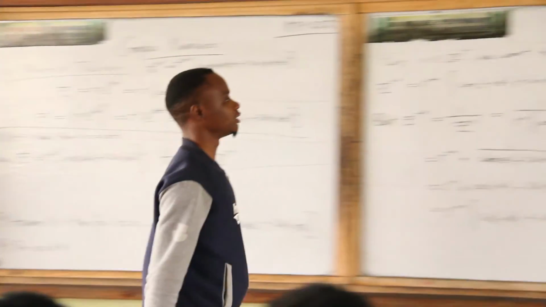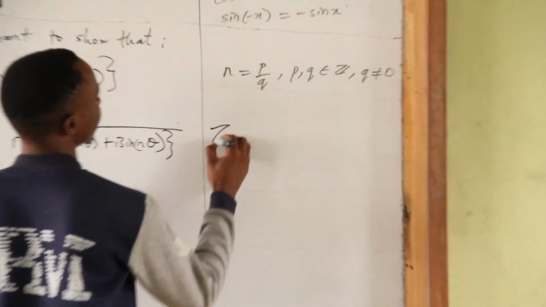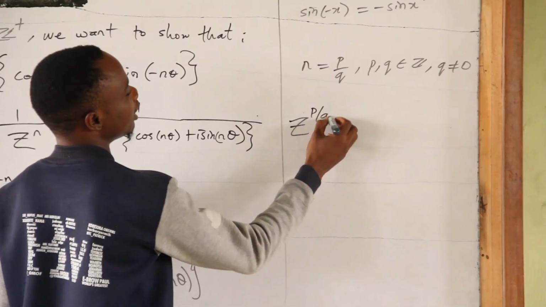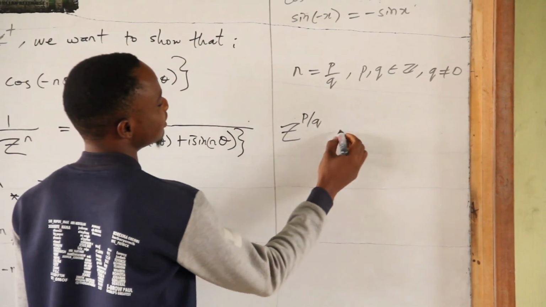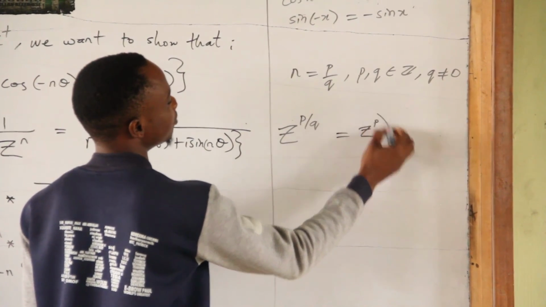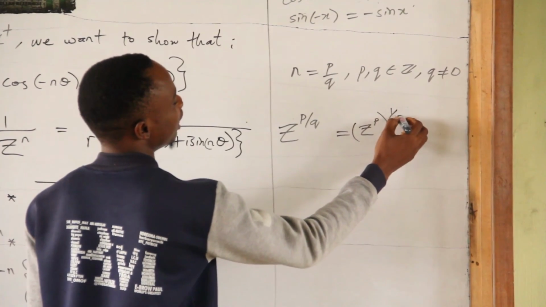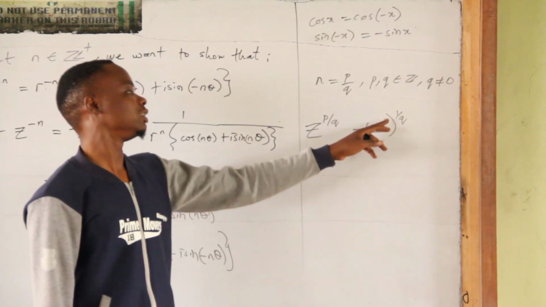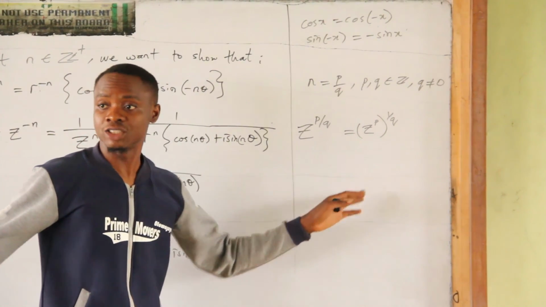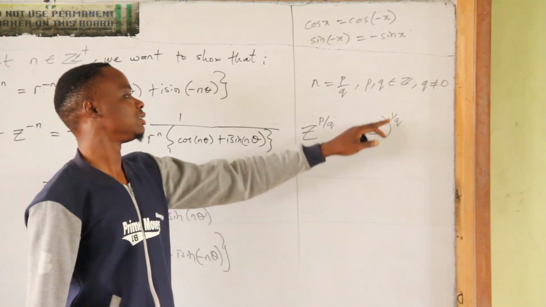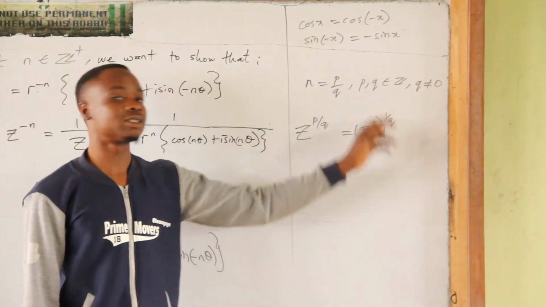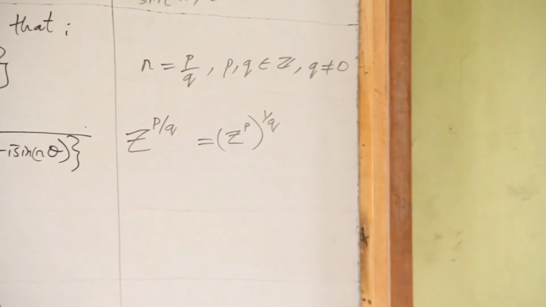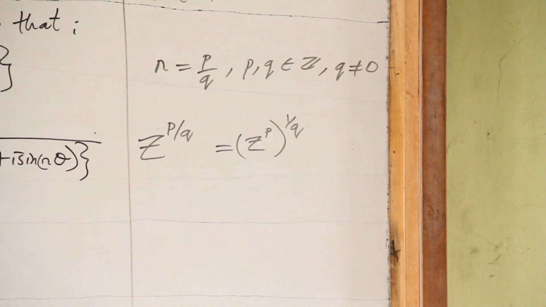So in this case, listen, I just want to give you a hint. When you have z raised to power p over q, you can write this as z raised to power p multiplied by all raised to power 1 over q. Z raised to power p is already an integer power. We have established already that it is true for all integers. You can write this in De Moivre's theorem and show that when you raise to the power of 1 over q, it's still going to give you that. Is it clear? So that's about that.